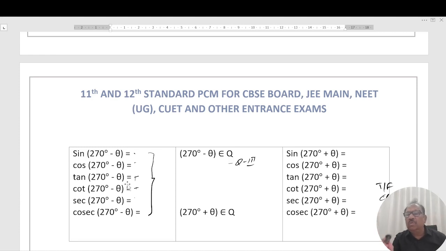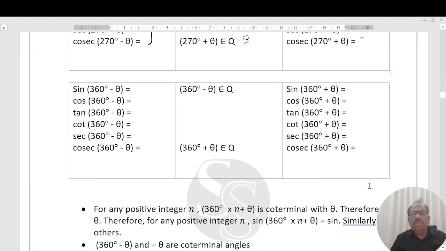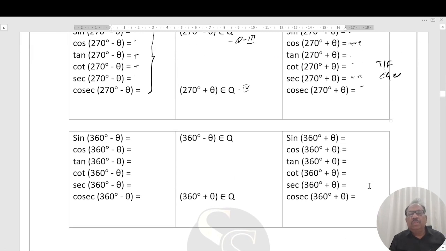Similarly, in this case, 270 plus theta belongs to quadrant 4. Quadrant 4, cos and sec will be positive. Right? All others will be negative and change the trigonometric function sin to cos, cos to sin, tan to cot, cot to tan. Right? Next is 360 minus theta. 360 minus theta belongs to quadrant 4.